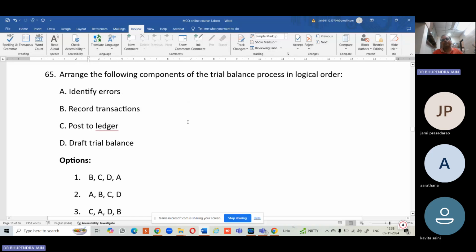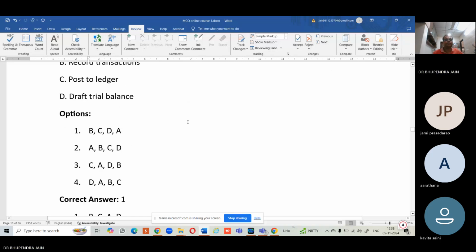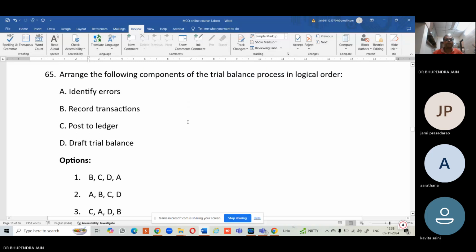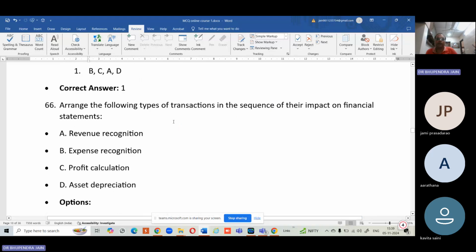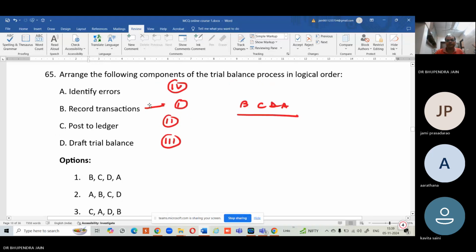Arrange the following components of the trial balance process in logical order. So how to prepare the trial balance? First, record the transactions. Post to the ledger. Second, draft the trial balance. Third, identify the errors. Fourth. So the answer is B, C, D, A. Whenever we make the totals, then we can find out the error. So this is the fourth step.